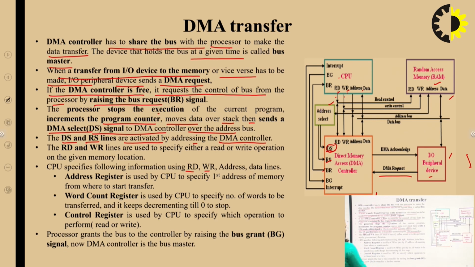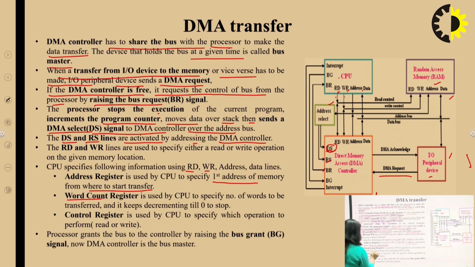Now what is the address register? It is used by CPU to specify the first address of memory from where to start transfer. So it sets the starting address from where the data transfer is to be started.